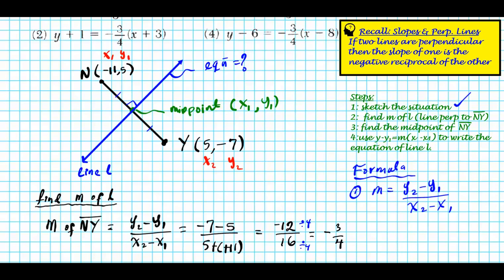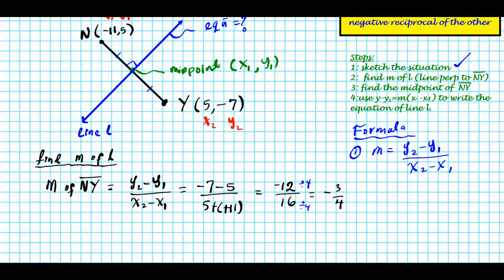Now, since segment NY is perpendicular to L, what does that mean? It means that the slope of L is going to be the opposite reciprocal of this right here. It's going to be 4 over 3, the negative reciprocal of negative 3/4. This is the condition when two lines are perpendicular. Perfect. We have step 2 done, the determination of the slope of this line.